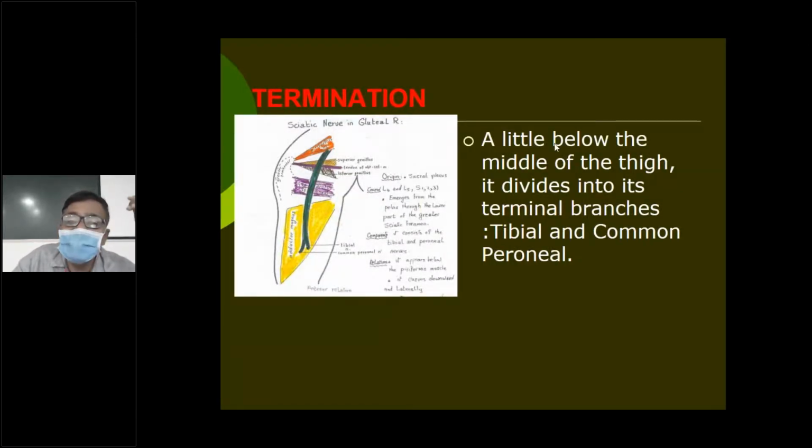So, schematic picture. A little below the middle of the thigh, it terminates by dividing into tibial and common peroneal nerves. So far, we have been using the terminology of components. As the sciatic nerve, it has a tibial component and a common peroneal component. But as it terminates, it divides into the common peroneal and tibial nerves.